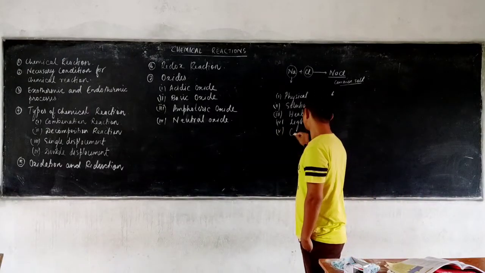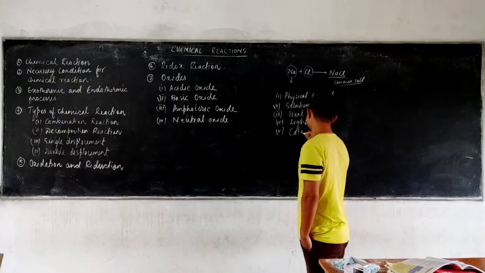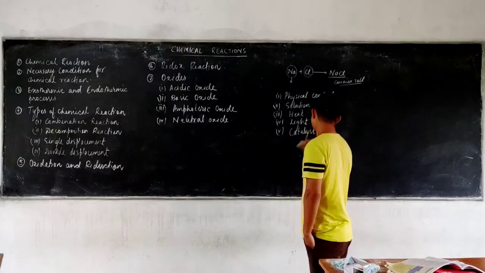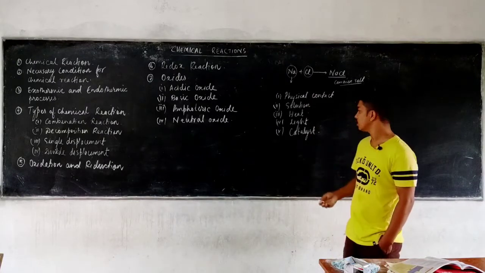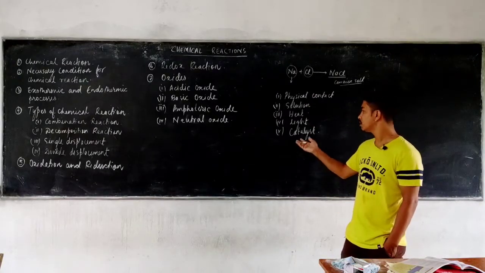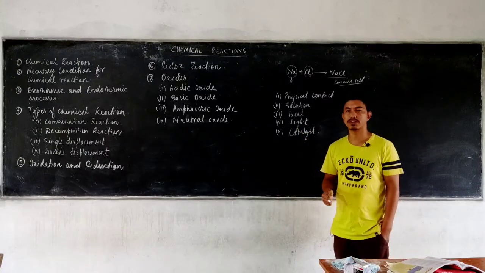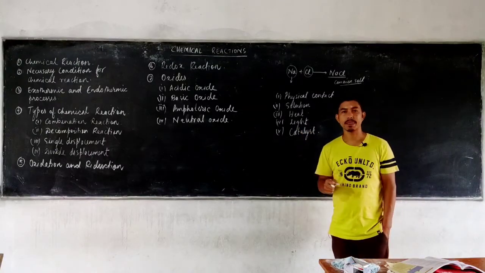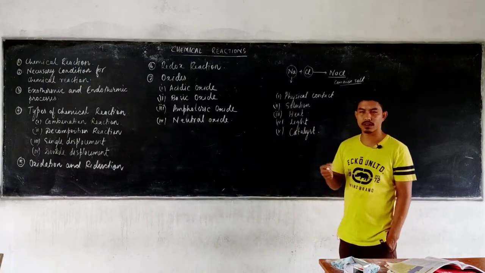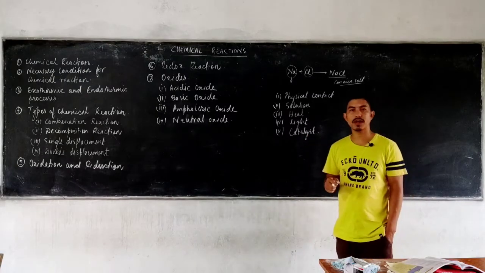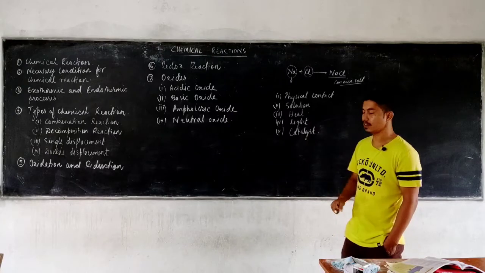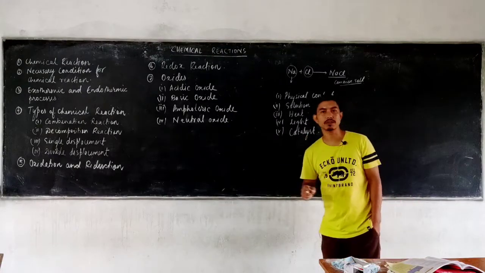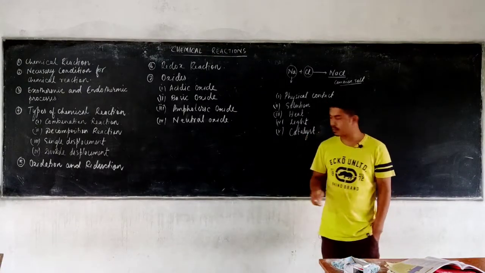Now some require a catalyst. So what is a catalyst? A catalyst is a chemical substance that enhances the rate of a chemical reaction. Sometimes it reduces the rate of a chemical reaction also. So catalysts are of two kinds: the positive catalyst, which can increase the rate of a chemical reaction, and the negative catalyst, which will decrease the rate of a chemical reaction. Some chemical reactions take place only in the presence of a catalyst.